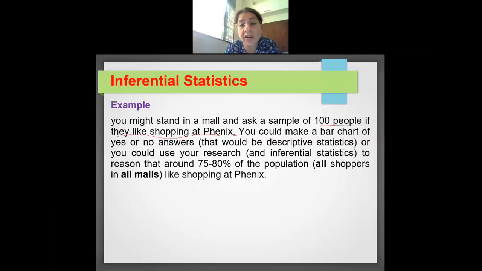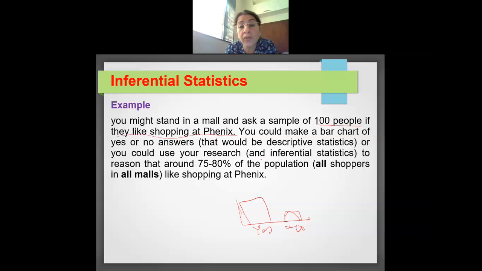You can make a bar chart showing that these many people said yes and no, something like this, yes and no. So this is descriptive statistics. You can apply descriptive statistics to see whether the people like shopping at Phoenix or not. But you can apply inferential statistics on the same data. How do you apply inferential statistics?